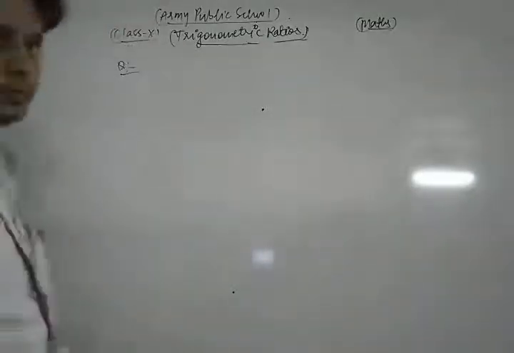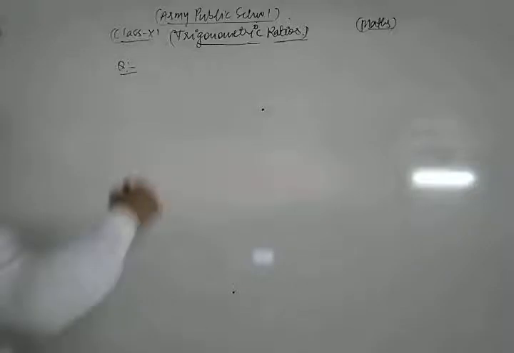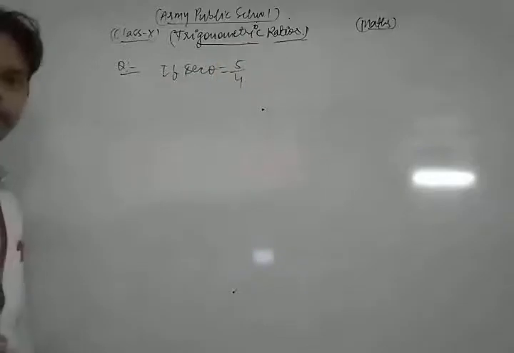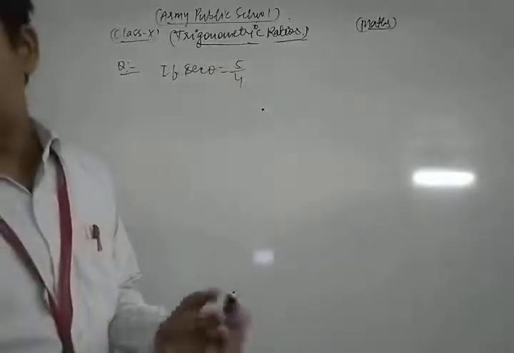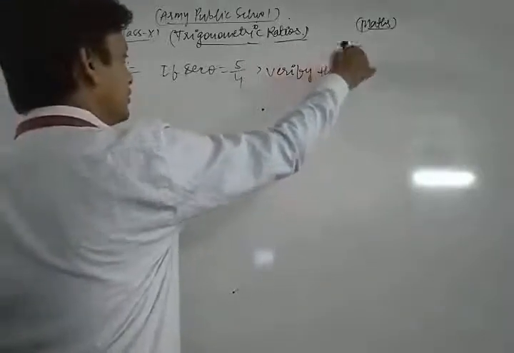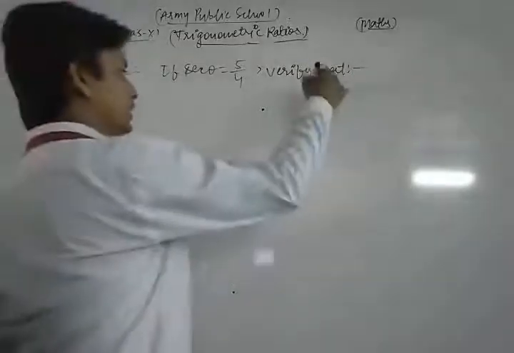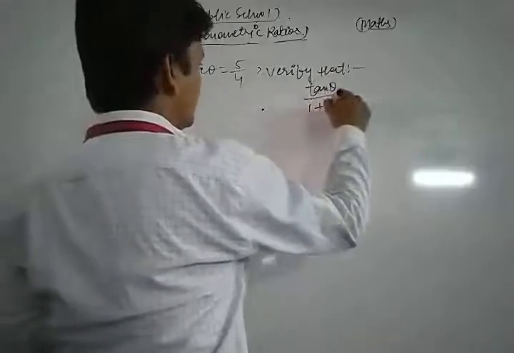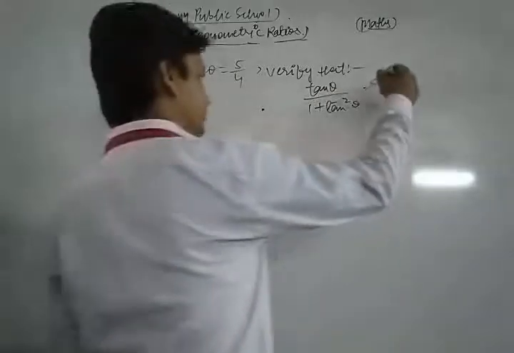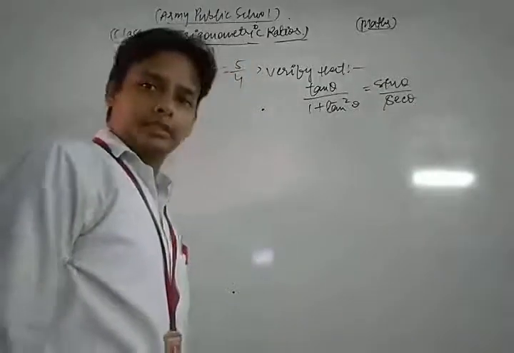And the question is, if sec theta is equal to 5 by 4, verify that tan theta upon 1 plus tan square theta is equal to sin theta upon sec theta. Sin theta upon sec theta. This is the question.